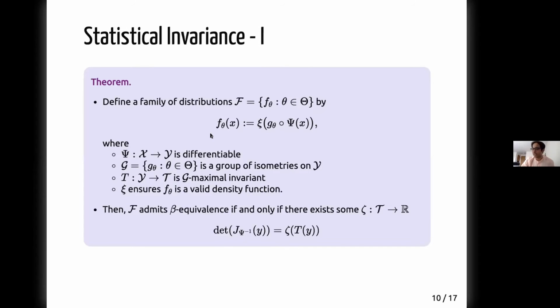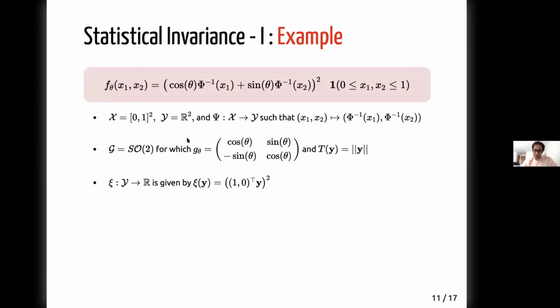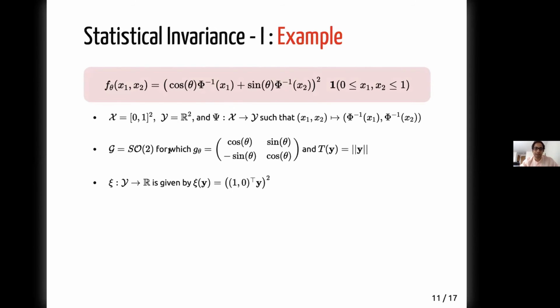I think this is best illustrated through the following example, where we look at a family of distributions defined on the unit square in the Euclidean plane. The general strategy for verifying that it satisfies Betti equivalence is to make sure that this density satisfies the template that we defined in the previous theorem. If we consider the special orthogonal group again, whose maximal invariant is given by this, then we can use this map C, which is the square of the projection onto its first coordinate, and express this density in the form that we had earlier.